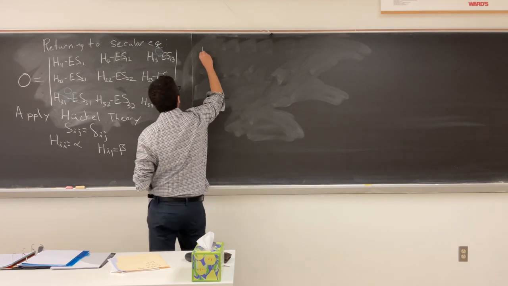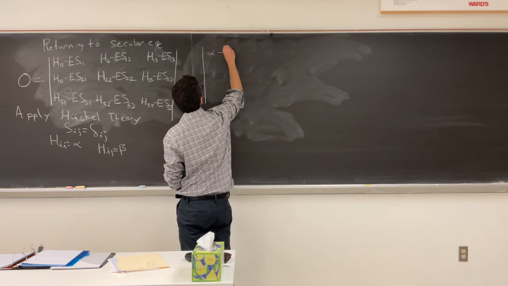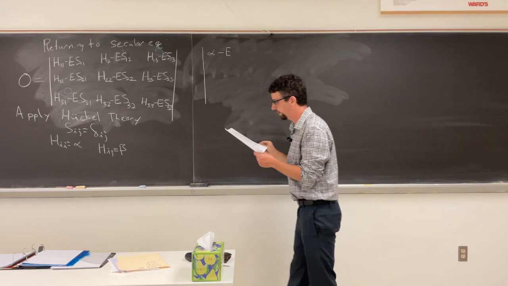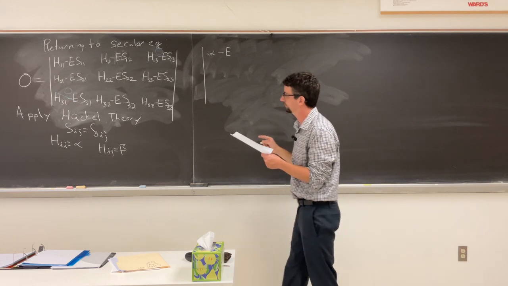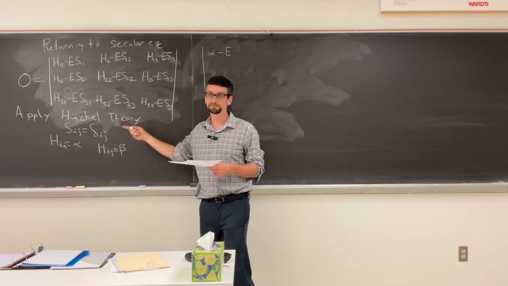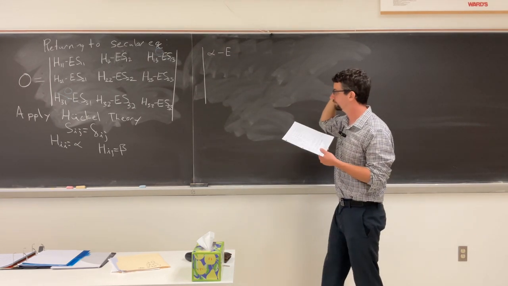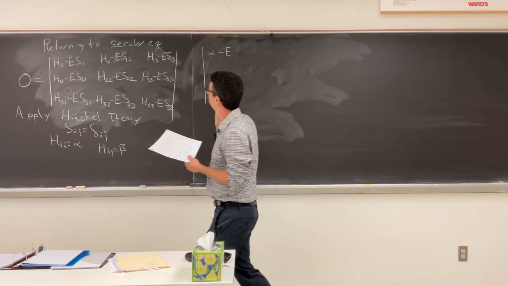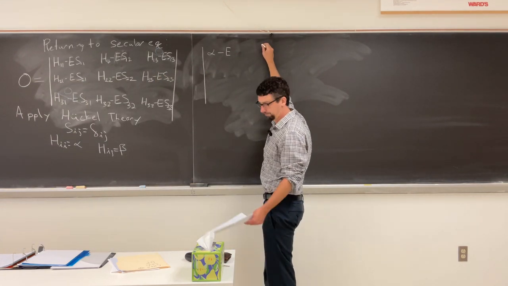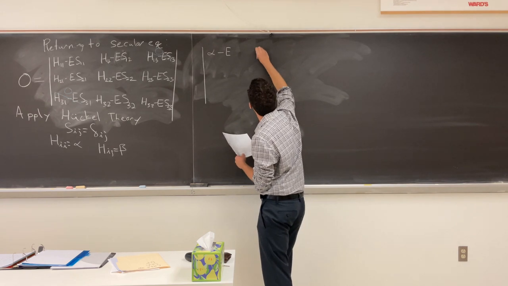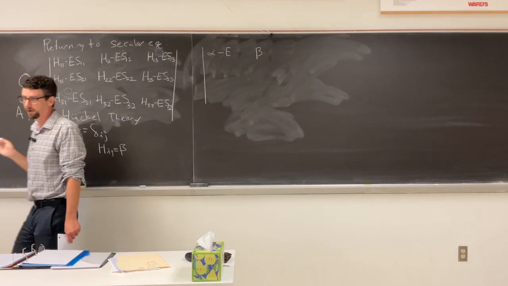Okay, H11, what does that become? Yep, alpha minus E S11. S11 is 1 times 1. So this is it for that term, right? Okay. Next term to the right, we got H12. What does that become? Beta. That's it, right? Because it's 0, it goes away.